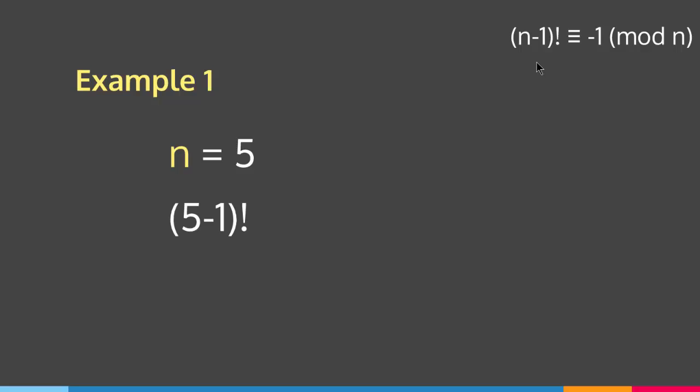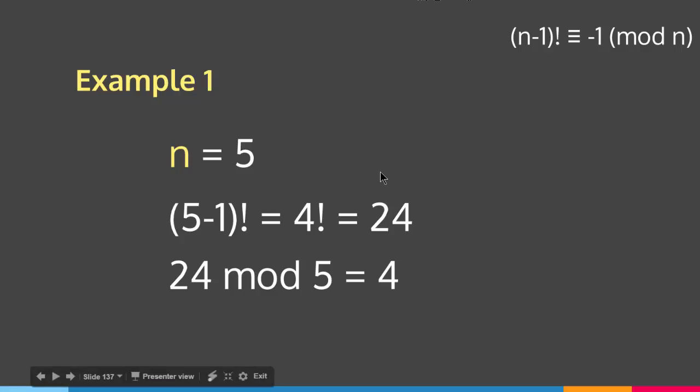So let's see if n minus 1 factorial, in this case n equals 5, is congruent to minus 1 mod 5. So n minus 1 factorial equals 5 minus 1 factorial, which is 4 factorial, which equals 24, because 4 factorial is 4 times 3 times 2 times 1. 4 times 3 equals 12, 12 times 2 equals 24, 24 times 1 equals 24. And 24 mod 5, since our n right here is 5, equals 4.